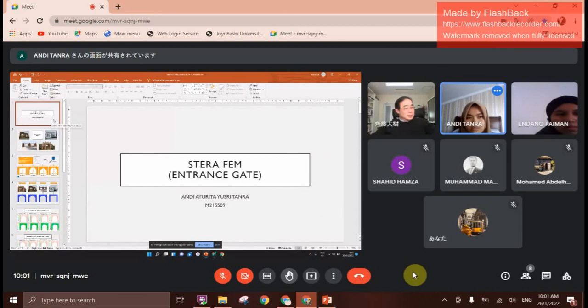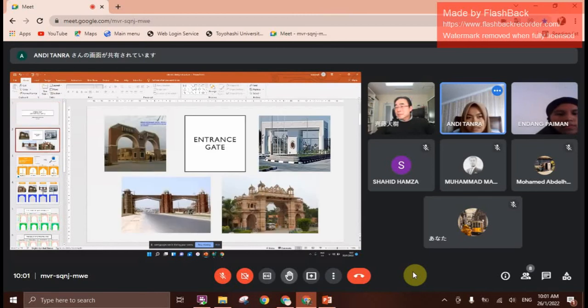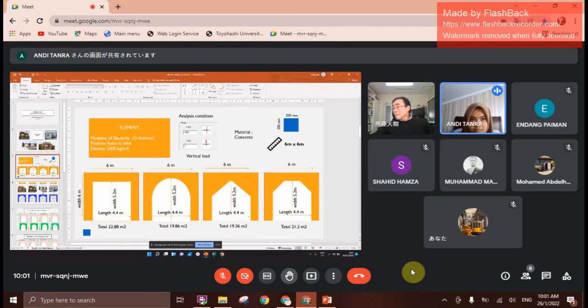I want to explain about the entrance gate. I will simulate it. I put four models for the entrance gate. The element's modulus of elasticity is 23 kilonewton, Poisson's ratio 0.16, and density is 2,400 kilogram per cubic meter. The analyzed condition is 1,000. This is a vertical load, and the material is concrete.